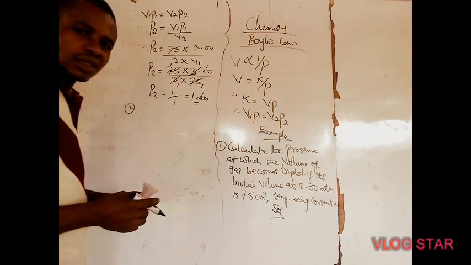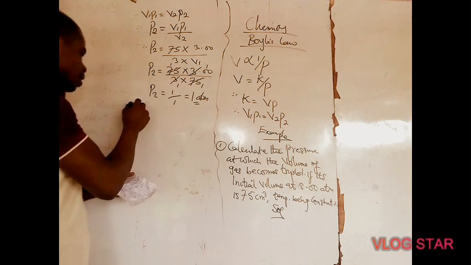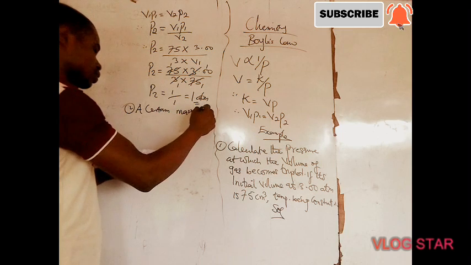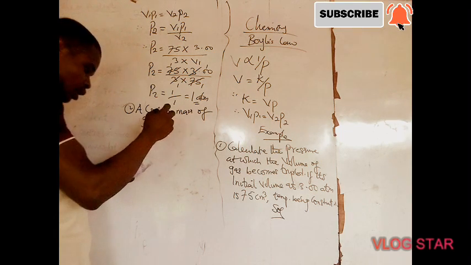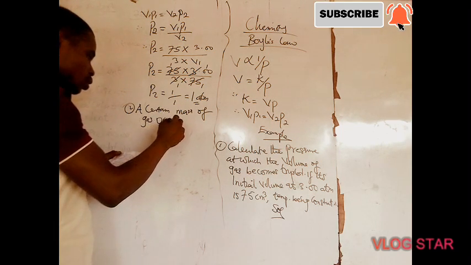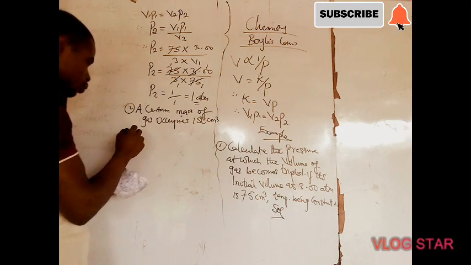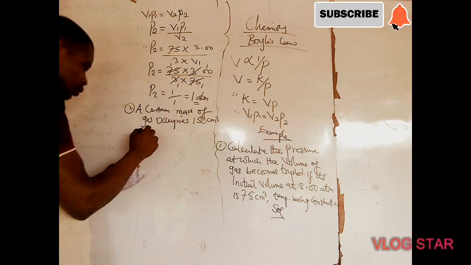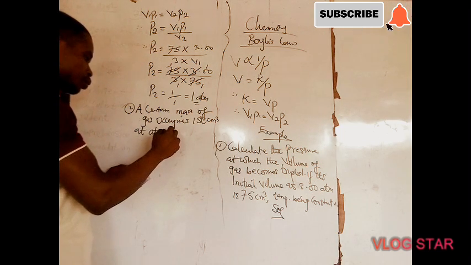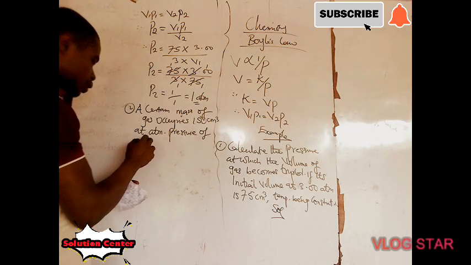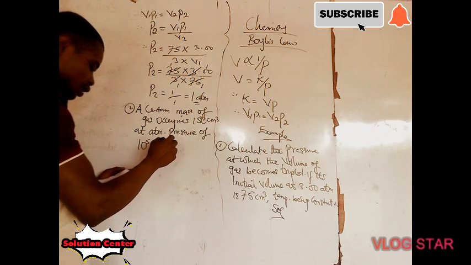What if a question like this is given to you? How do you apply the same formula? Here it says a certain mass of gas occupies 150 cm3 at atmospheric pressure of 10 raised to power 5 Newton per meter square.